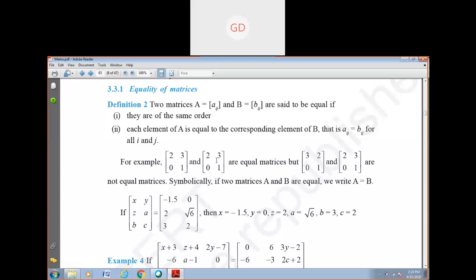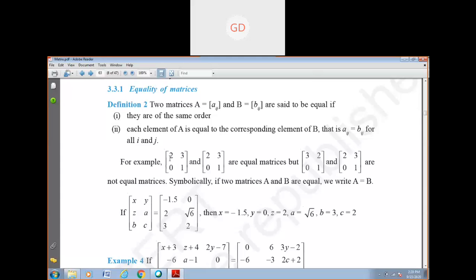Secondly, we have to observe corresponding elements. Corresponding means this first element, that is A11 position. 11 means first row, first column. So this A11 position, and in the next matrix the A11 position is this one. That means this is called corresponding position. This is A11 and this is also A11 position. So whatever elements are here, we can say corresponding element.